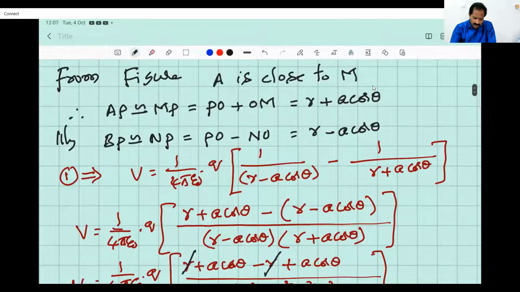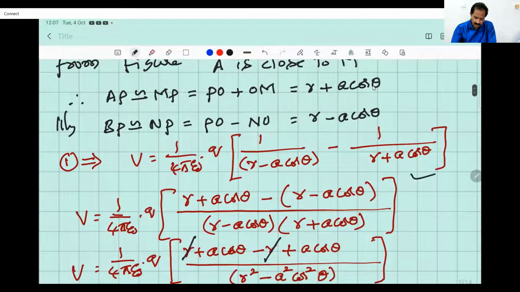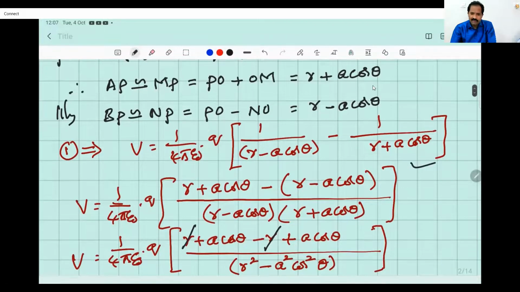Now substitute in this equation 1. Look, then V is equal to 1 by 4 pi epsilon naught into Q bracket 1 by, now what is BP, R minus A cos theta, minus what is AP, 1 by R plus A cos theta. Look at that equation. Next step, what do I do? 1 by 4 pi epsilon naught into Q bracket.